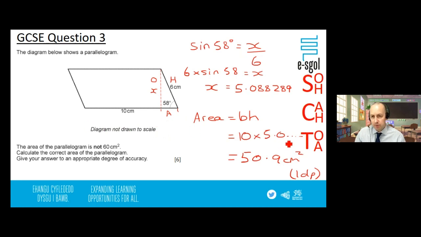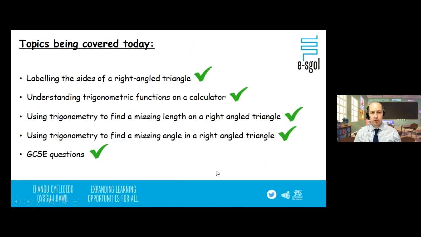So 10 times our number that we found gives us the exact area of the parallelogram. Okay, so that's it for GCSE questions. We'll skip the last one because we're getting short of time. So let's have a very quick recap of what we've done.